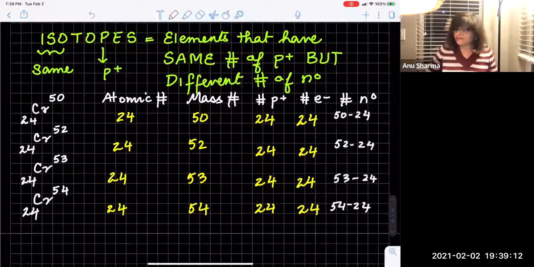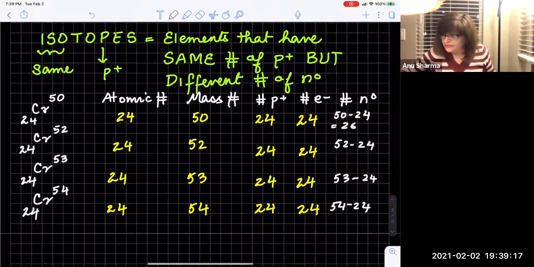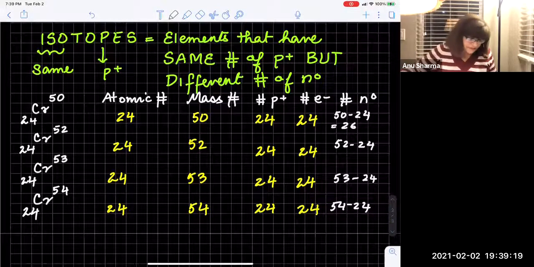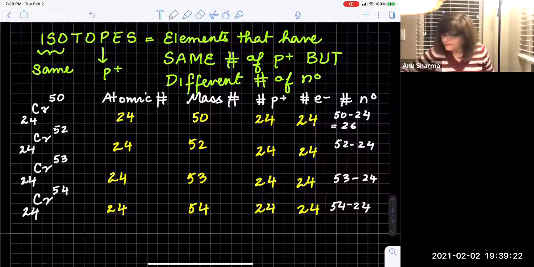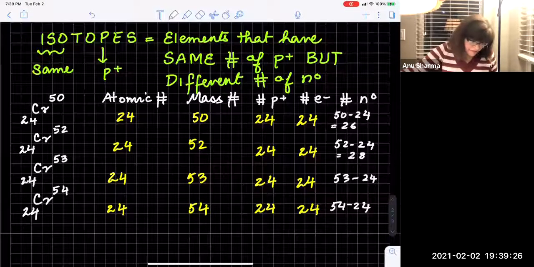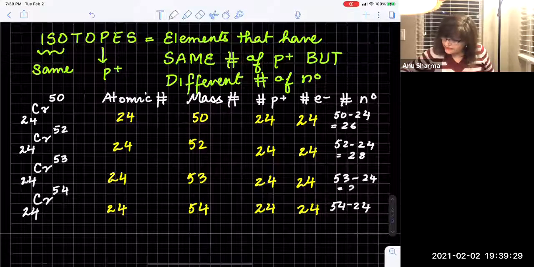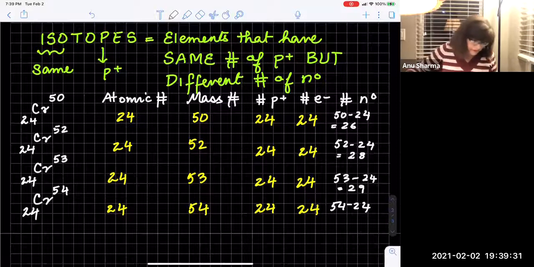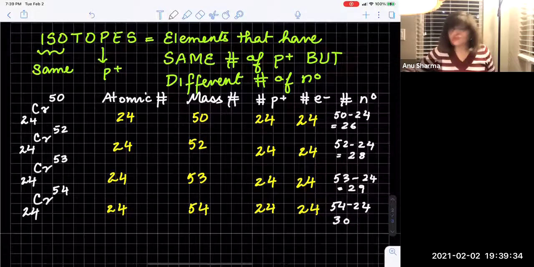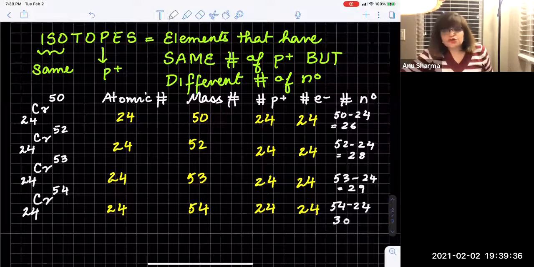So what do you get? 50 minus 24, we already did, 26. So 26 neutrons here. 52 minus 24 is? 28. 28, very good, 28 neutrons. 53 minus 24 is? 29. And 54 minus 24 is? 30 neutrons. So you see, as the number of neutrons increases, the weight of the atom changes, but the identity, the physical properties, the chemical properties, nothing changes. It's just the weight changes.